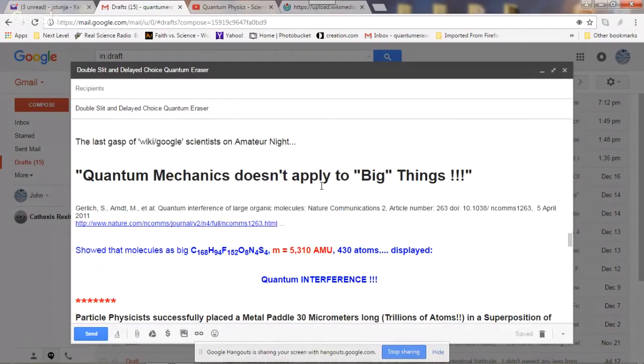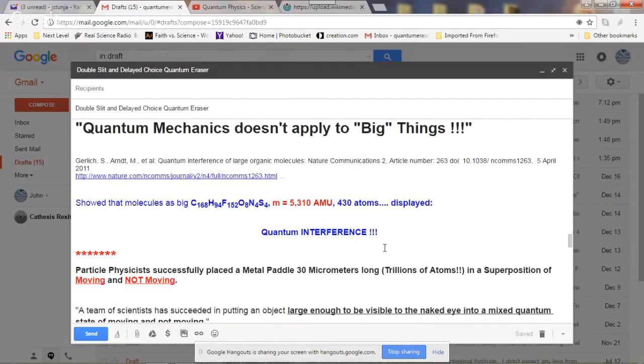Really? Well, quantum interference of large organic molecules, in Nature Communications, showed that this molecule, as big as 5,300 atomic mass units, that's 430 atoms, displayed interference. Wow. I mean, this is massive, right?